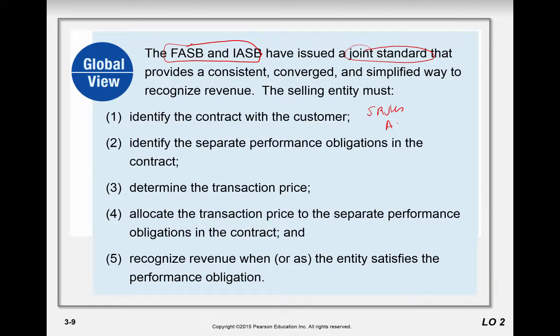It's called the accounting standards update, and it was done in September of 2015. So this is hot off the presses. And basically now you have to identify the customer, identify performance obligations. You still have to determine the price, but you have to allocate that price to the particular performance obligations of the contract. And then when it is satisfied, that's when you recognize revenue.